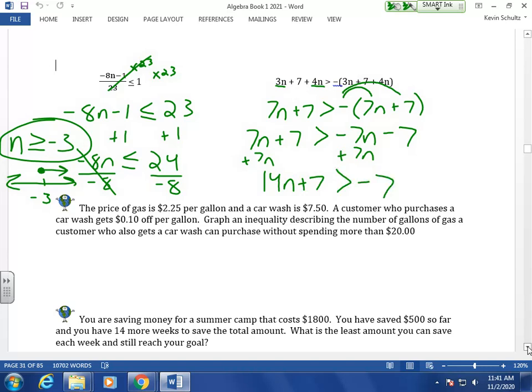Do you have a question? No. Okay. Really, all I did was I combined like terms on the left side, right? 3n plus 4n gives me 7n, then plus 7. On the right side, I combined what was in my parentheses to get 7n plus 7. But then because that negative sign's on the outside, I have to distribute, which really I'm multiplying each thing by a negative 1. So 7n times negative 1 is a negative 7n. And then 7 times negative 1 is a negative 7.